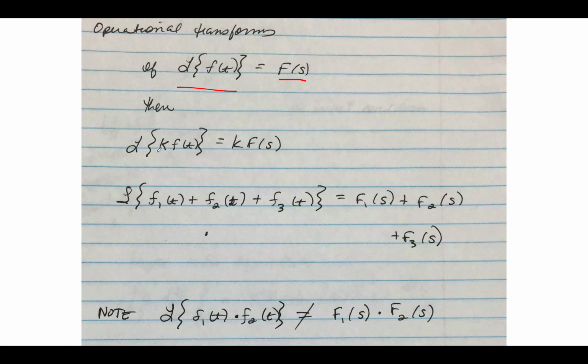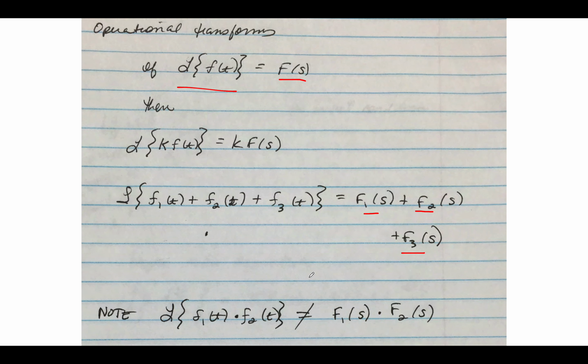So the first one is that a constant times f(t), if you take the transform of that, that's a constant times the transform. So that is a part of the linearity property. The second part of the linearity property is that if you have some sum, f1 plus f2 plus f3, functions of time, and you take the transform of that, you'll get the sum of the transforms of each individual one, F1(s), F2(s), F3(s), shown here.